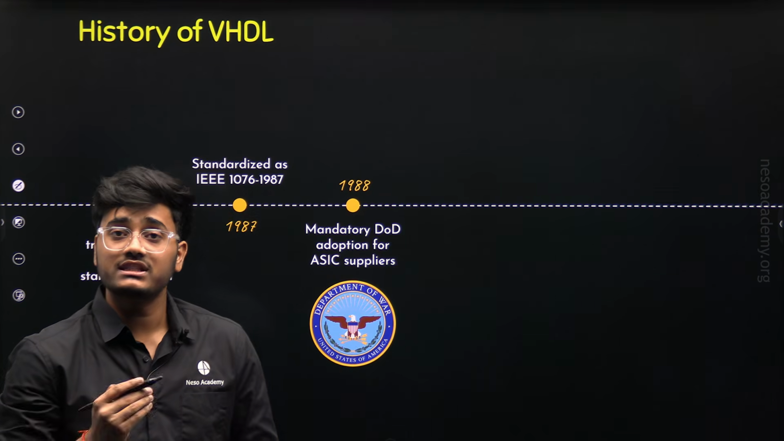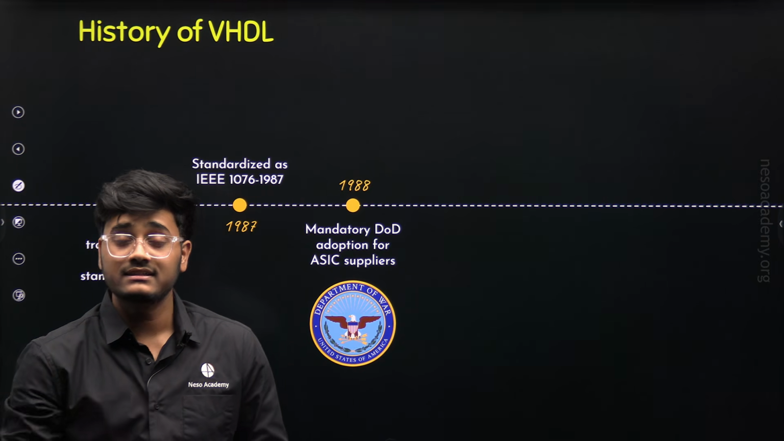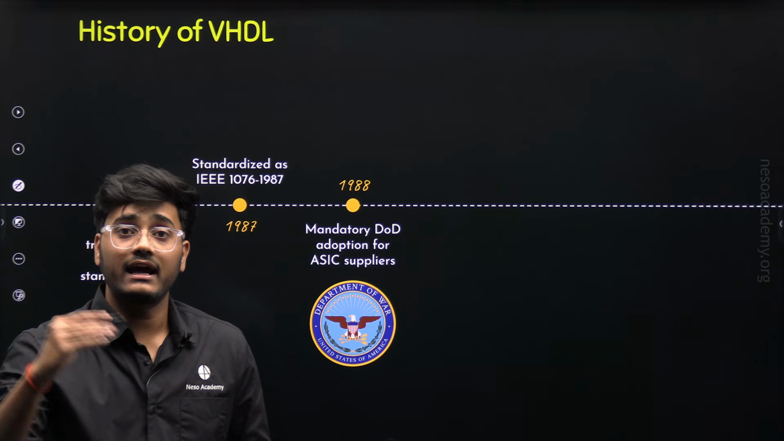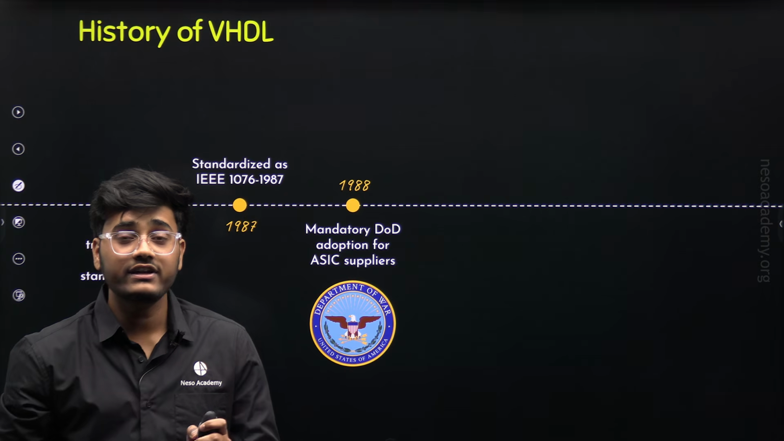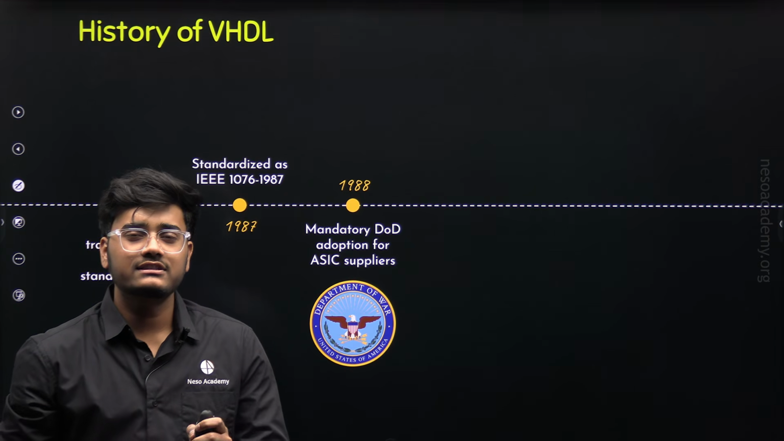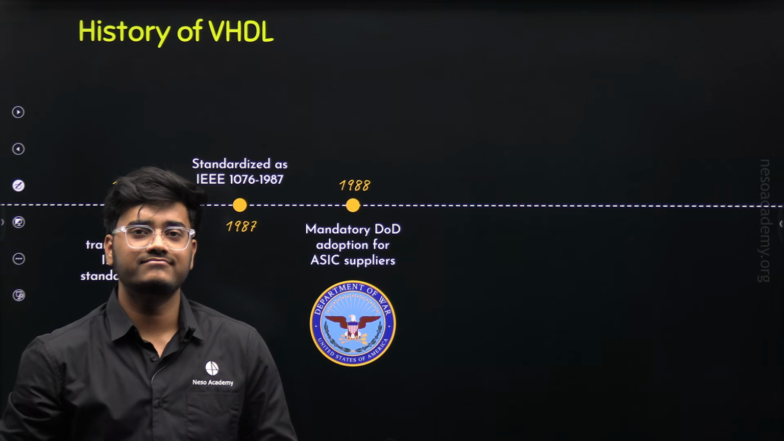After standardization, VHDL quickly gained importance in the year 1988 because the Department of Defense made it mandatory that all ASIC suppliers must provide VHDL descriptions for their designs, and designs must be described at both levels, structural level and behavioral level. Even test benches must be written in VHDL. Now, this decision greatly increased the adoption of VHDL in the industries.